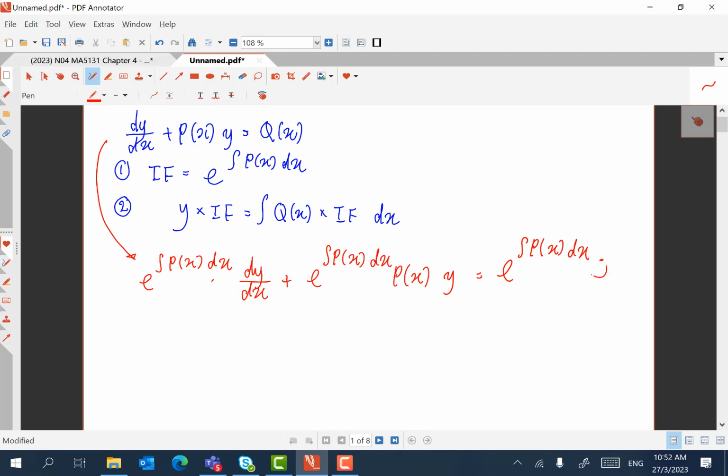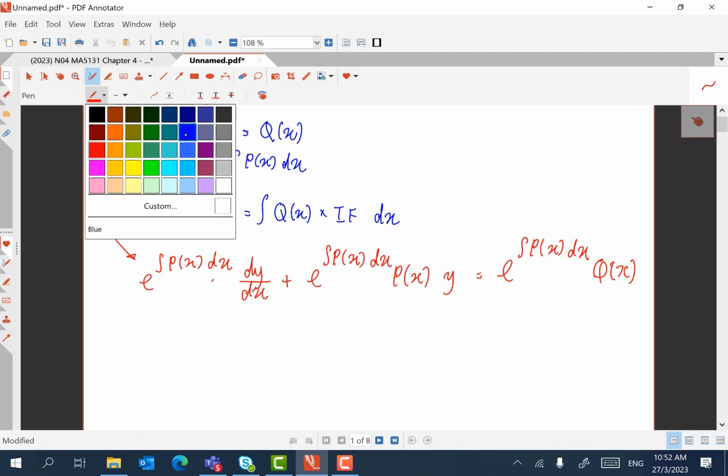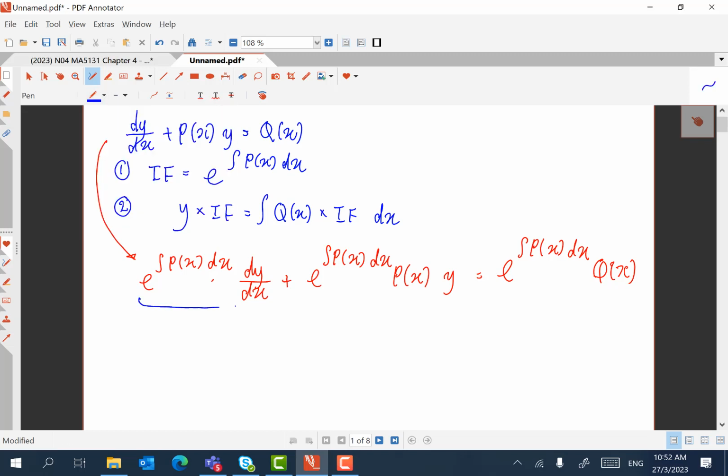The notes don't present it this way, but I'm going to show you like this. After getting the IF, what we do is multiply throughout by the IF. In so doing, you find that the left hand side now becomes the differentiation of something.